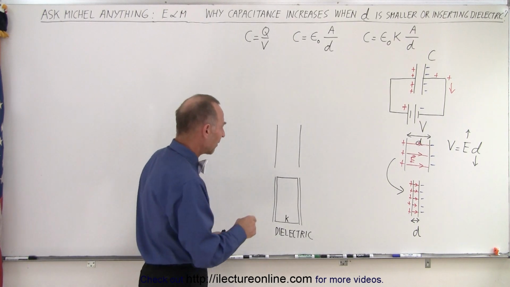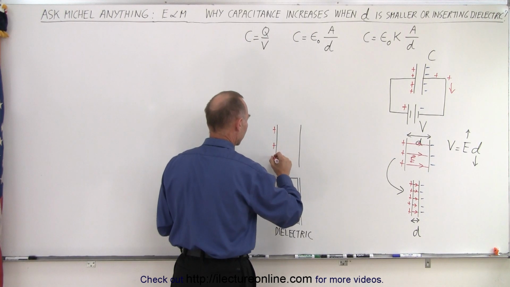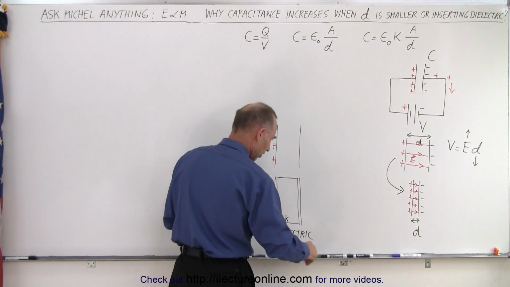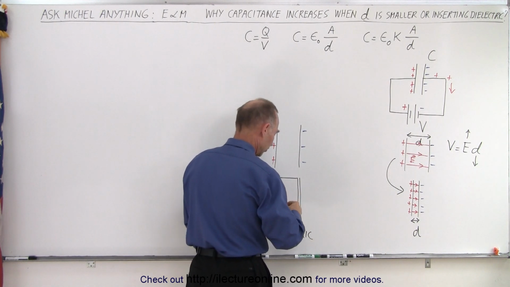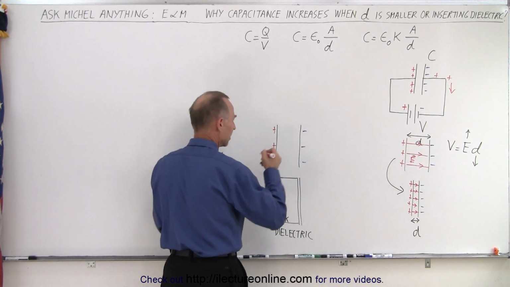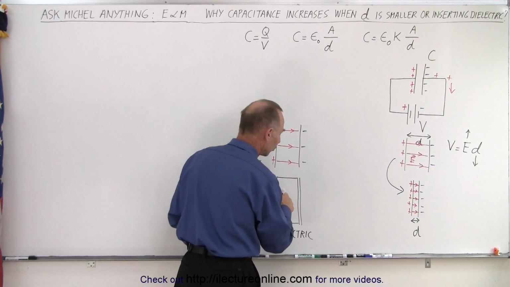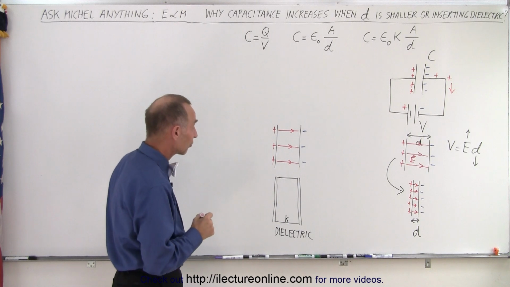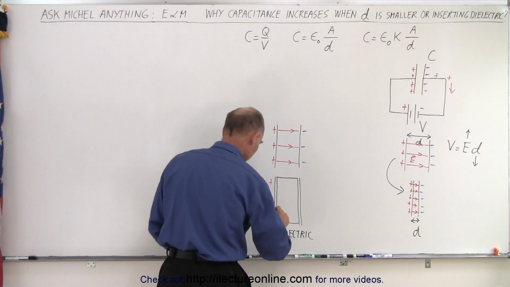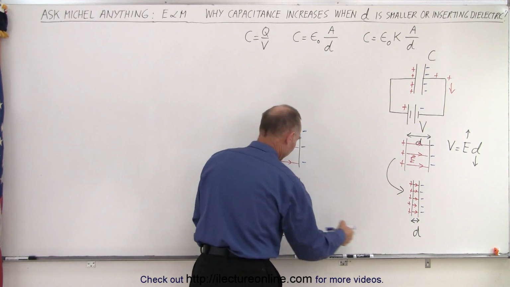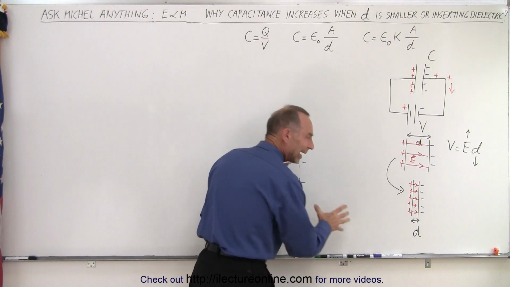So what happens when we have a situation like this, where we have positive charge on one side, negative charge on the other side, and of course, at that point, we have an electric field from positive to negative charges. And now what happens when you place a dielectric in between? So you still have the positive charge, and you still have a negative charge on this side. But what happens inside the dielectric?